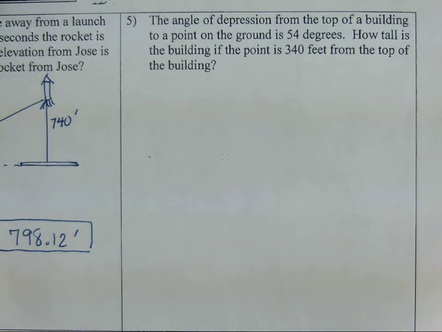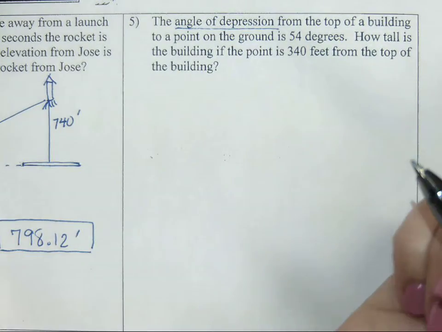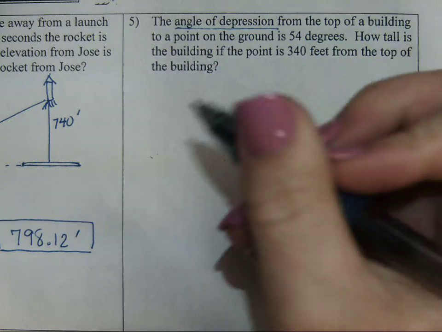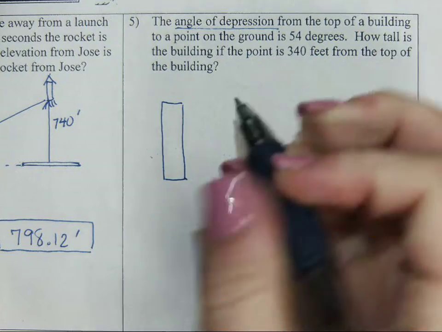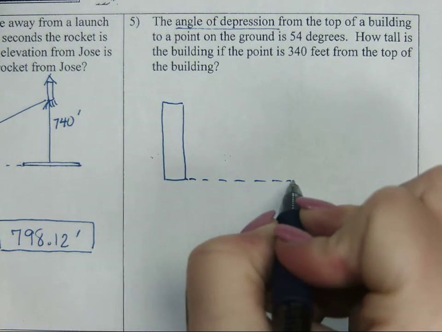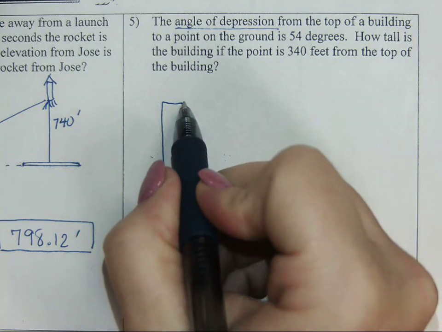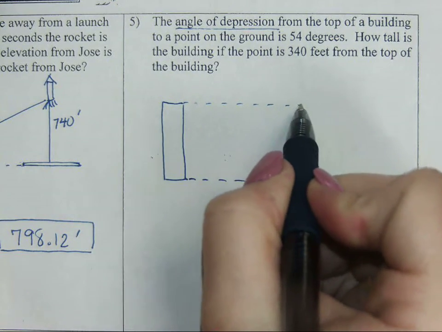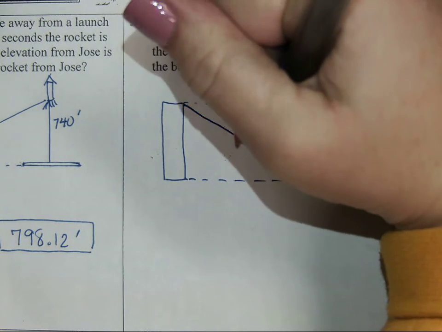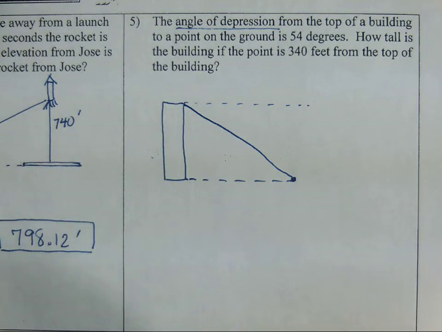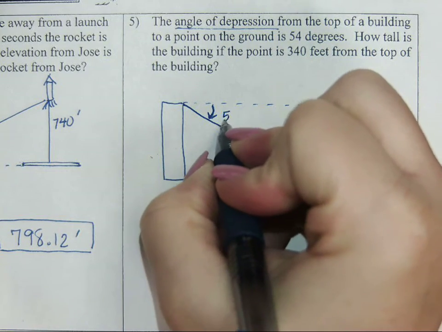All right, so now it's talking about using that terminology. The angle of depression from the top of a building to a point on the ground is 54 degrees. So I need to draw my building. It's kind of a narrow building. And I also need to draw a point on the ground. When they're talking about angle of depression from the top of the building, that's kind of like the horizontal eye level. When I draw a line from the building to the point, this is my angle of depression. And that right there is 54 degrees.